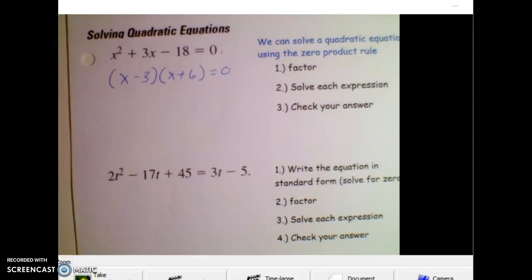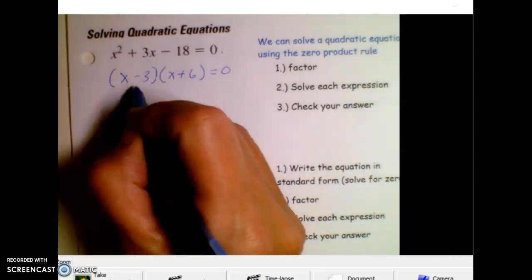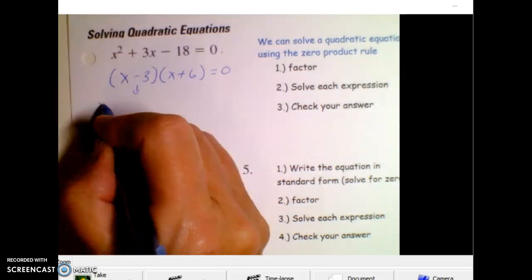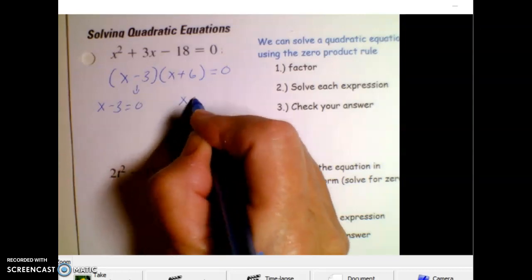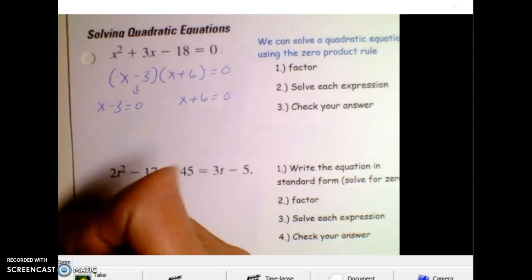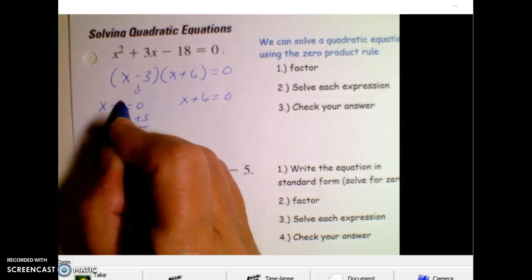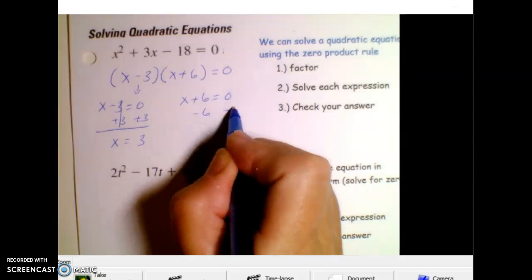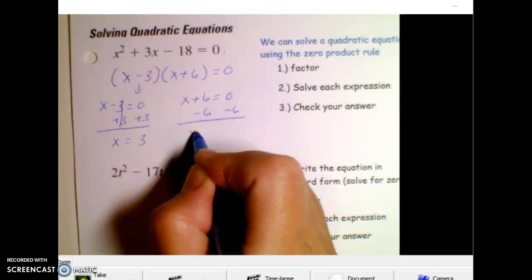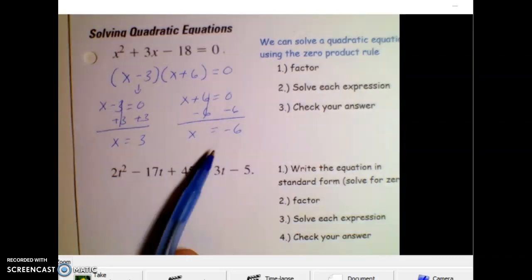Now remember when we talked about the zero product rule before, we can solve this equation now by just setting this factor equal to 0, and we set this factor equal to 0. I'm going to bring the 3 over to the other side, and I get x is equal to 3. I'm going to move the 6 over to the other side, and I get x is equal to -6. So I just found my answer.